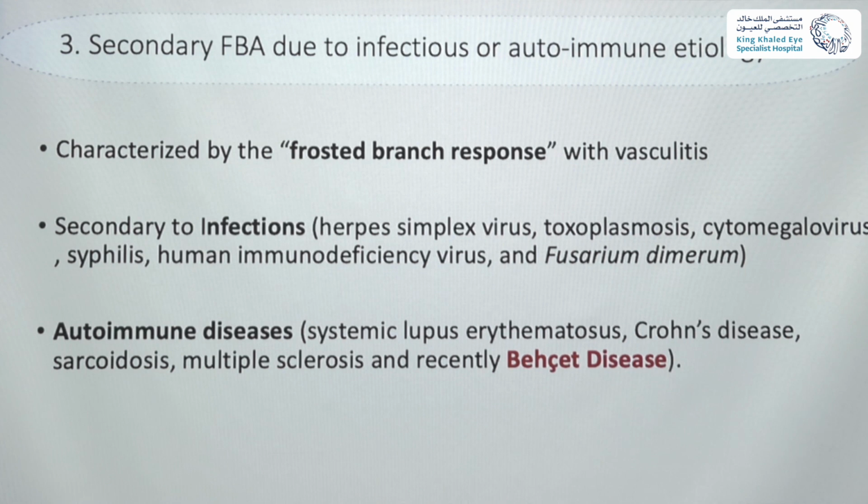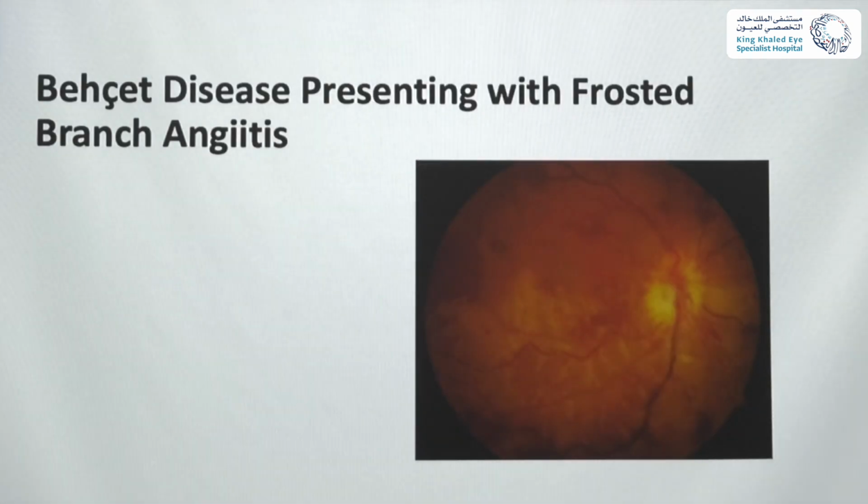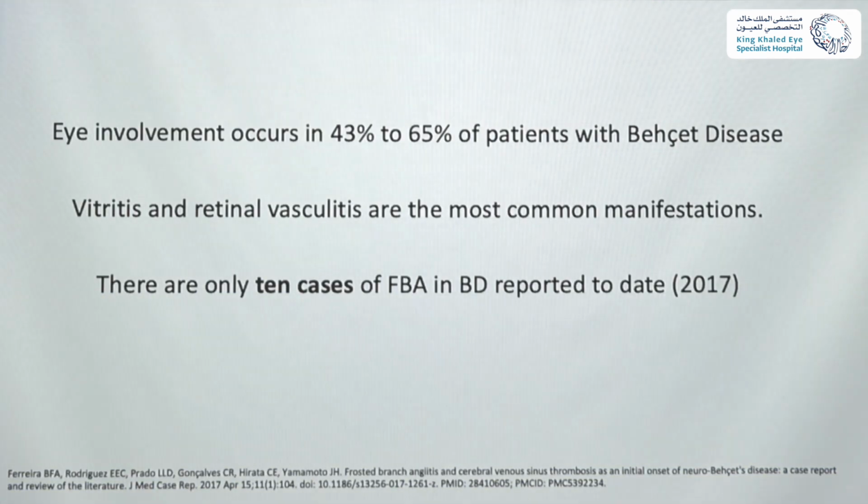The third group is secondary frosted branch angiitis due to infectious or autoimmune etiology. They are characterized by a frosted branch response to various causes, either infectious or autoimmune diseases. For the autoimmune diseases, we are now seeing more and more patients with Behcet disease who present with frosted branch angiitis. Let's go through the literature in general, and then we'll talk about cases that were seen in Saudi Arabia.